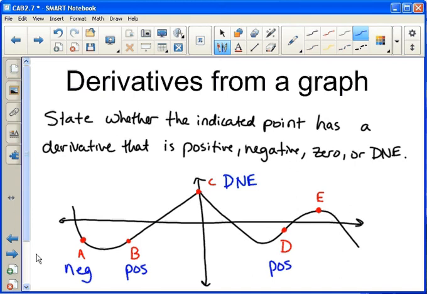And finally, E is right on the top of a hill, so to speak. And that's not a corner, that's just a rounded normal part of the graph. So this actually will have a slope of 0. So that means the derivative is 0. If you think about the tangent line here, if we were to draw a tangent line, it would be horizontal. And horizontal lines have a slope of 0.